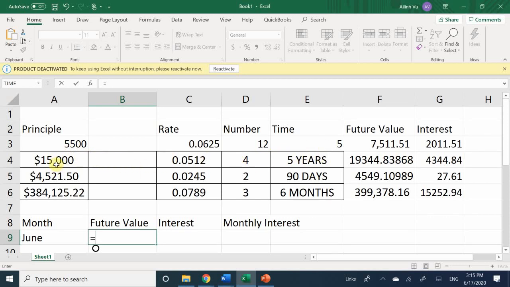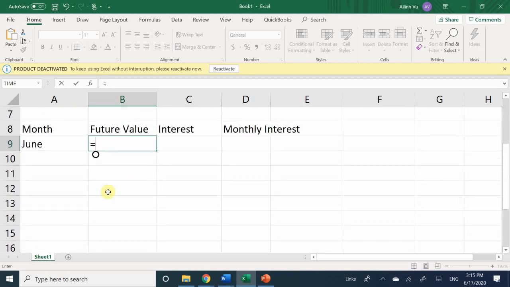Okay, so I know that if I started off with my amount as 5,500, right? My rate is 6.25%. I'm getting compounded every month, and it's for 5 years. Okay, so my loan is for 5 years. Okay, so how do I calculate it? What's the formula here? What's my principal? The principal's 5,500.